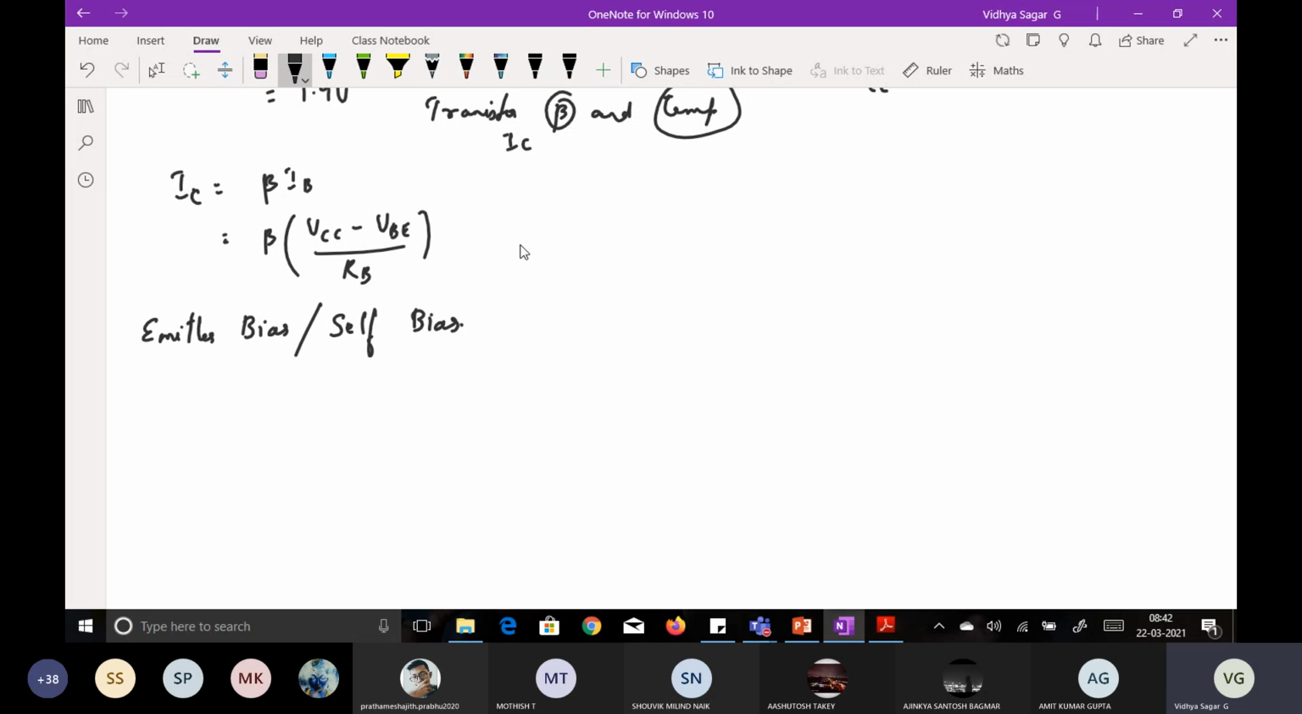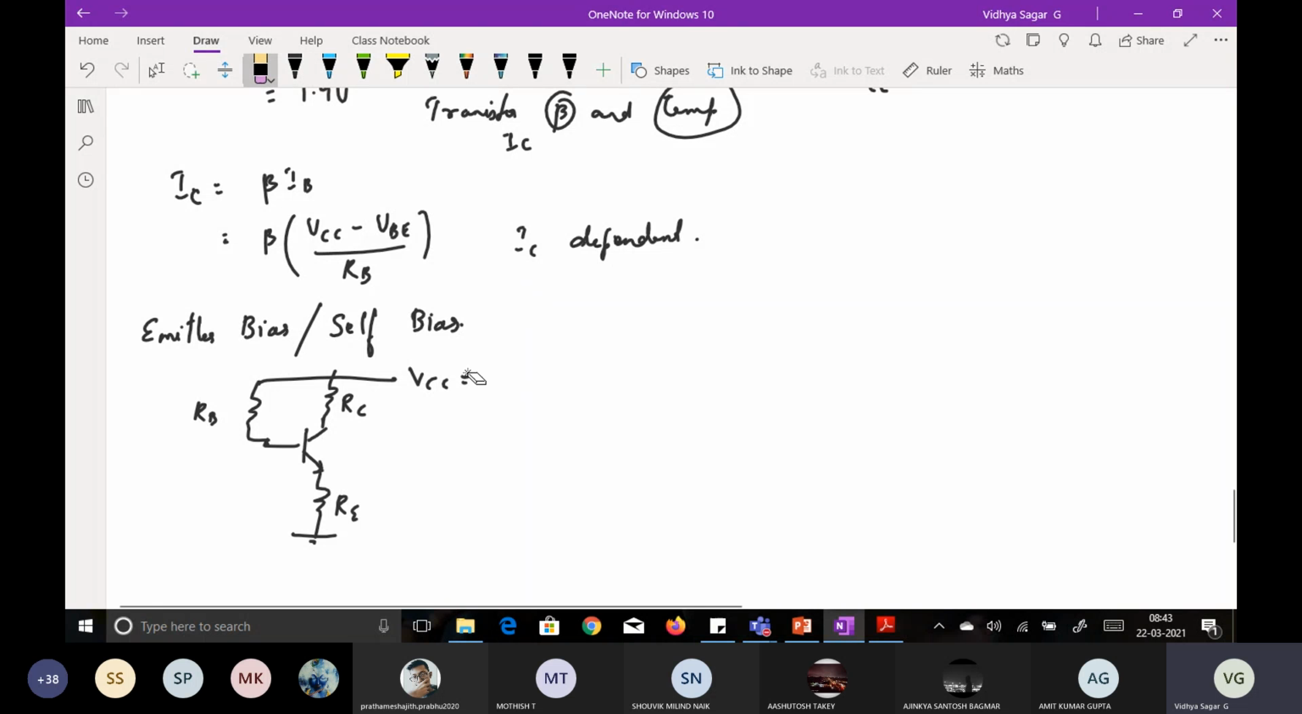Clear? So this circuit is IC dependent. That is why I'm moving to the next biasing condition. The small change from the previous one is that I'm going to add a resistor across your emitter end. The remaining circuit is the same: VCC, which is RB. Clear? So I'm going to see it with respect to the equations.